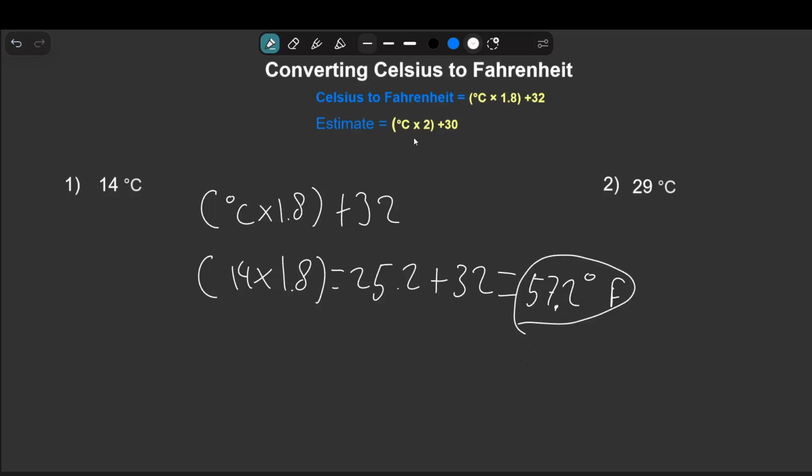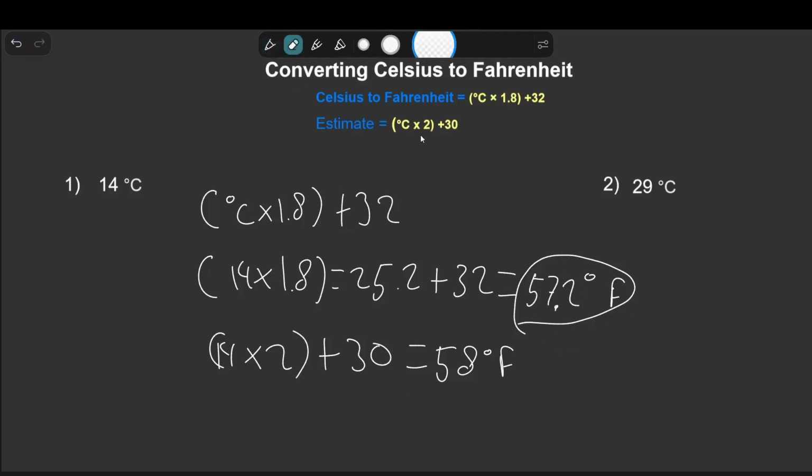And now I'm going to use the estimate formula. So again, we do 14 times 2 this time, and we add 30 to the answer. This will be 58 degrees in Fahrenheit. As you can see, the estimate formula is almost the same as the first formula.